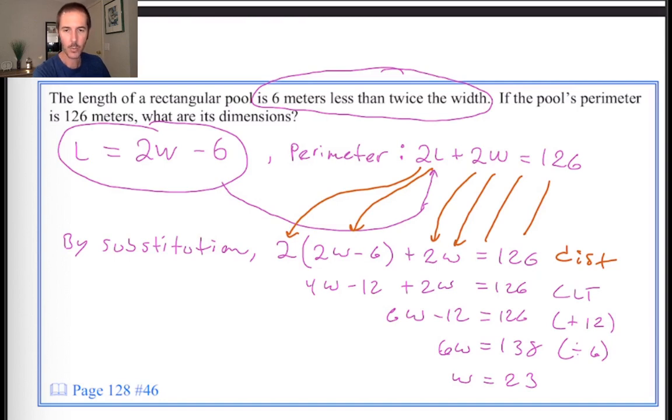And then I can take the width and plug it into that L equals 2W minus 6 equation in the top left and solve for L. Again, I'll leave you to do that.